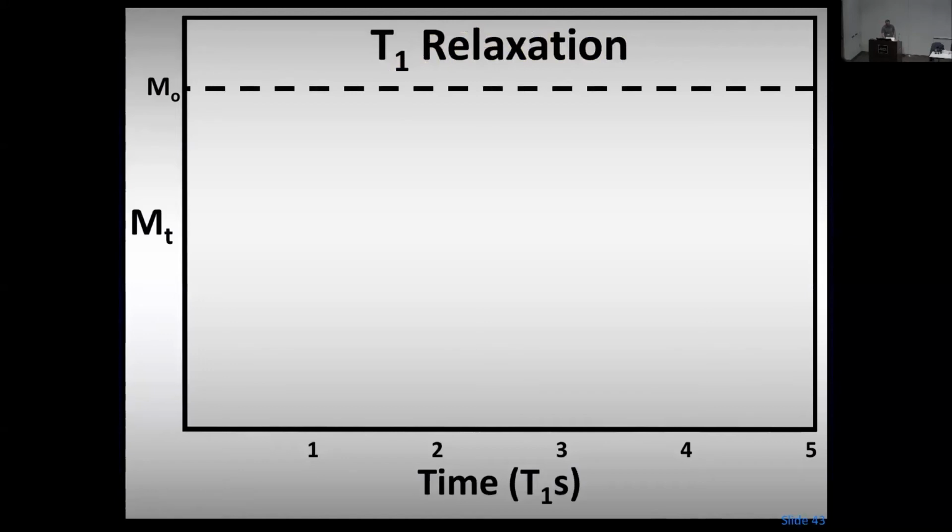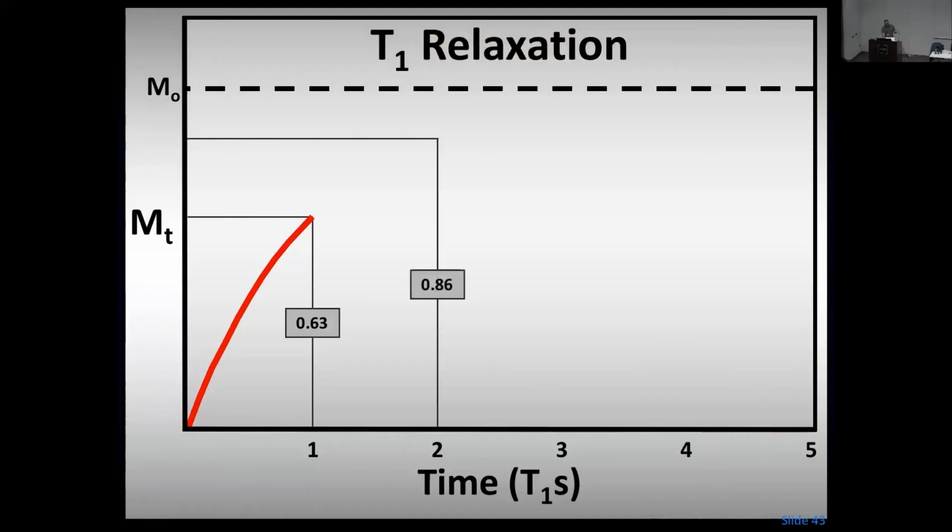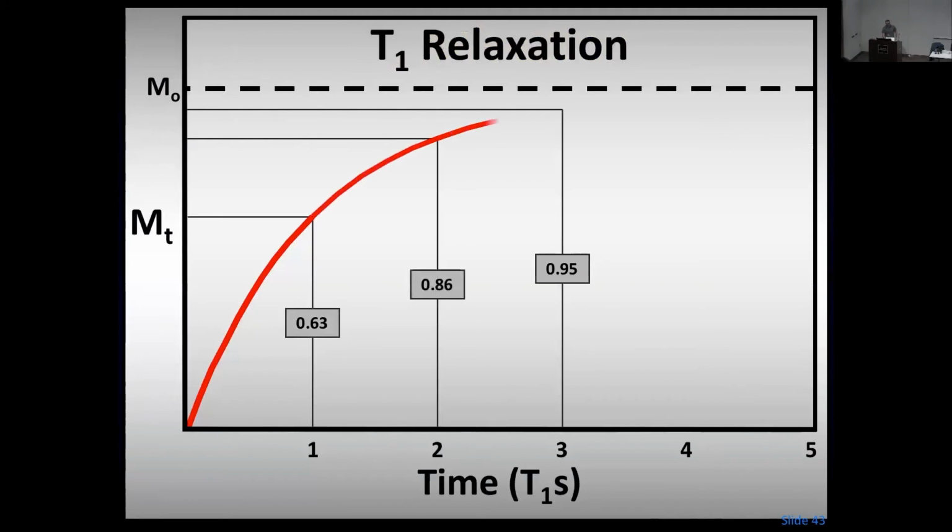After one T1 time constant, I'm going to be 63% of the way from 0 to M0, and it follows an exponential that looks like this. I've now reached 63%. I've got 37% to go. In the next T1 time constant, I'm going to go 63% of what's left over, and that's going to bring me to 86%. I now have 14% of the way to go. In the next T1 time constant, I'm going to do 63% of 14%, and that's going to take me to here, and so on and so forth.